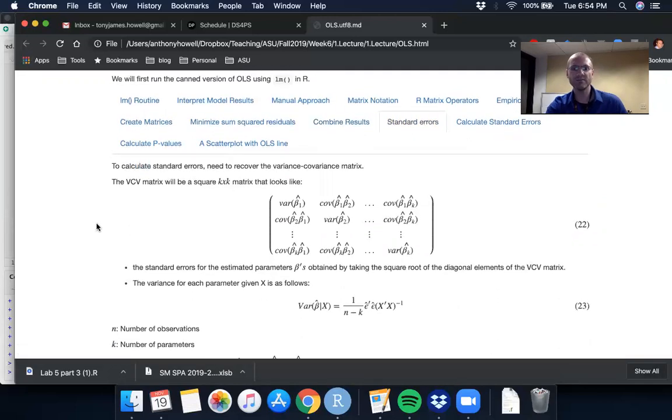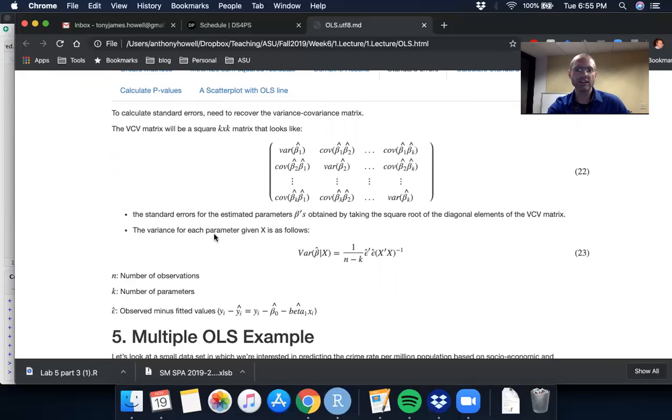And this is going to look a little bit nasty, but we essentially need to recover the variance covariance matrix and take the square root of this diagonal, which is giving us the variance or the uncertainty surrounding each of our beta hats that we're predicting. And then on the off diagonal is just the covariance between our different betas.